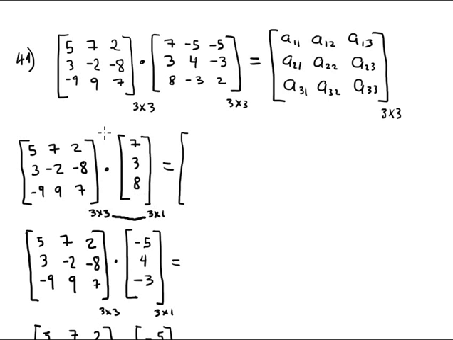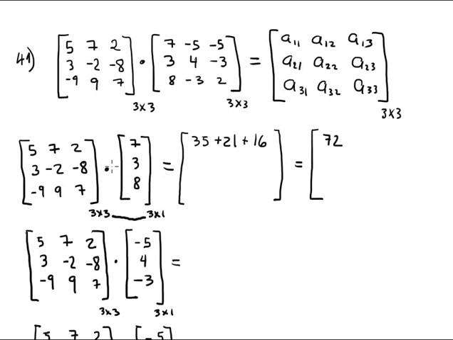The multiplication is 5 times 7, 35, plus 7 times 3, 21, and 2 times 8 is 16. Okay, and when you add, this part is 72.